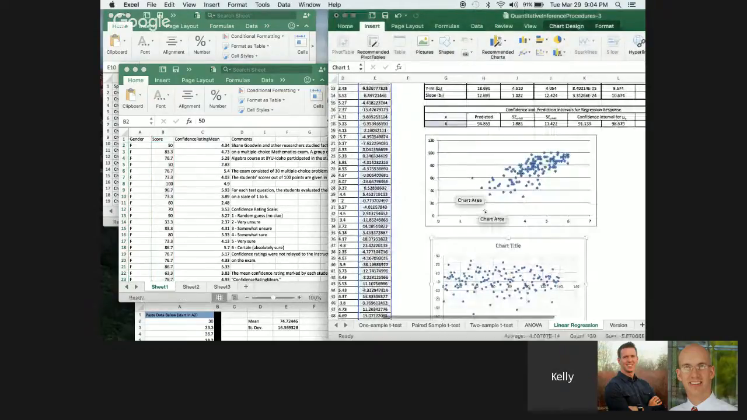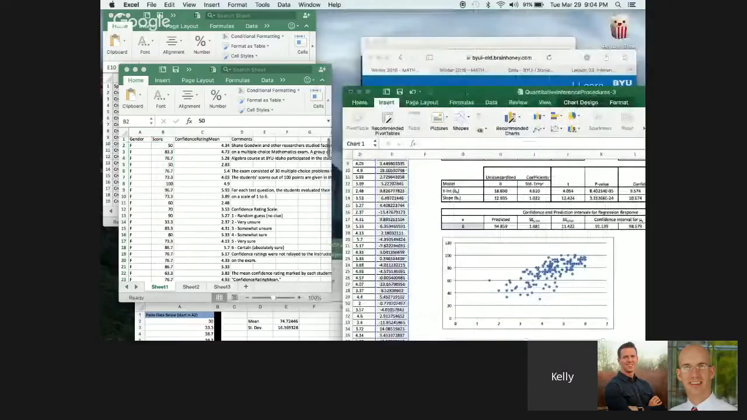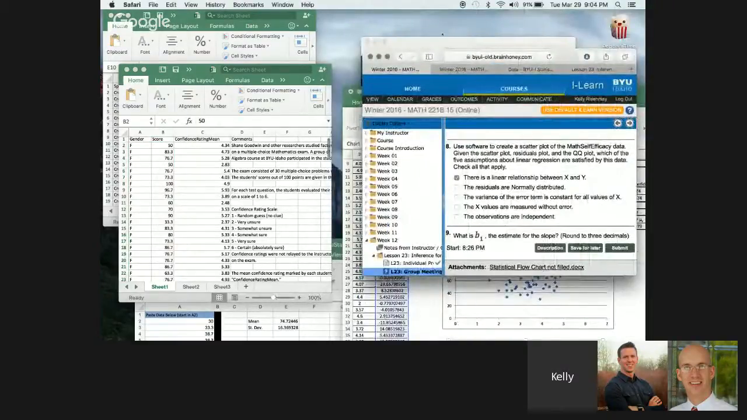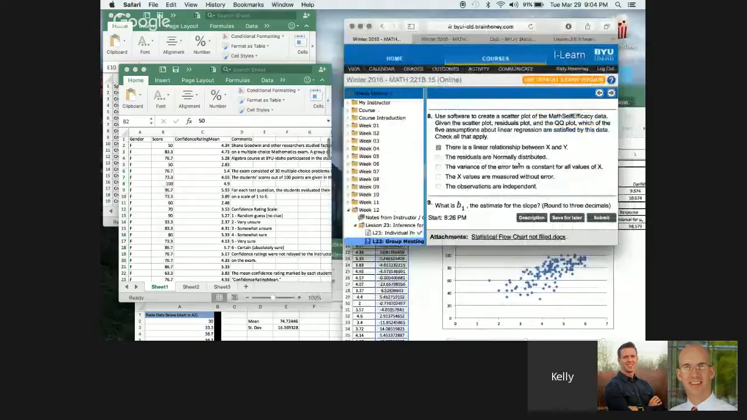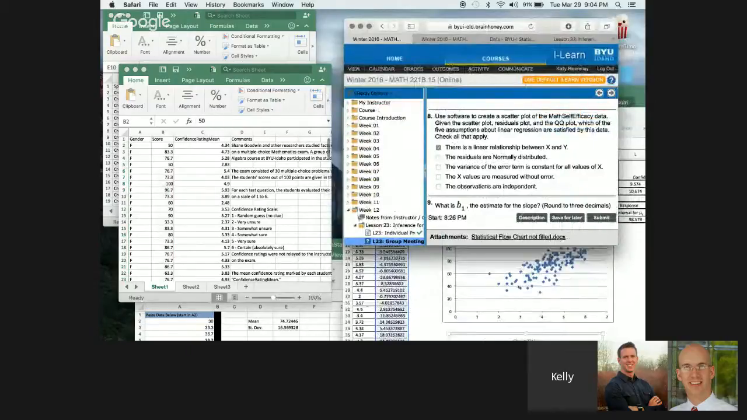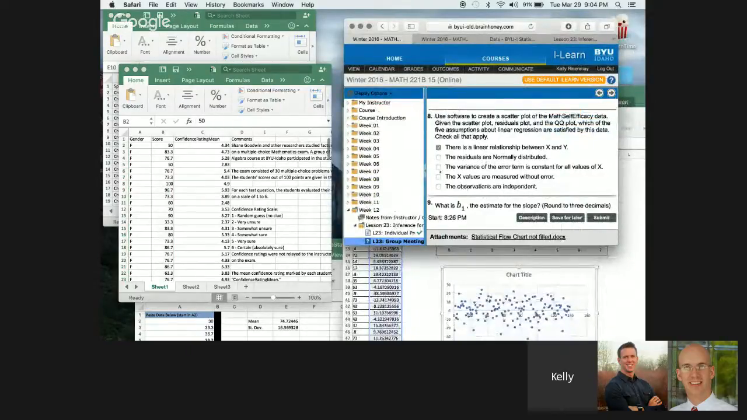How does he know that? No, B is false. The residuals are not normally distributed, right? We figured that out earlier. Yeah. And then C, the variance of the error term is constant for all values of X. What does that mean? I do not know. What the heck?